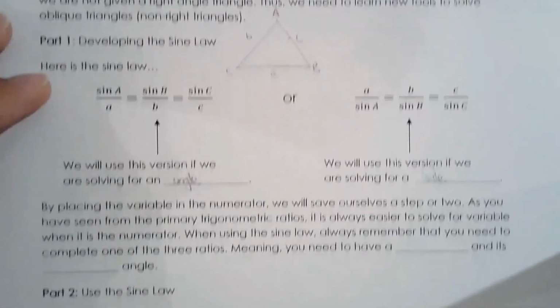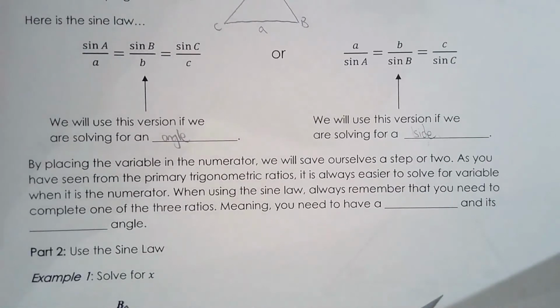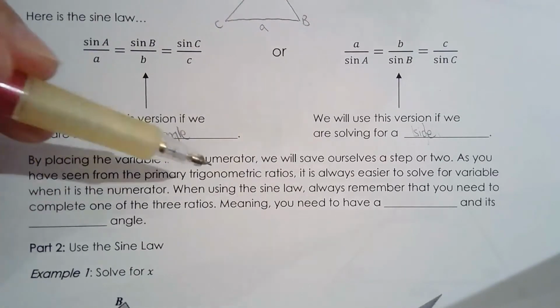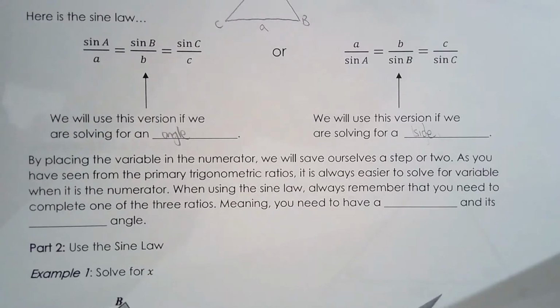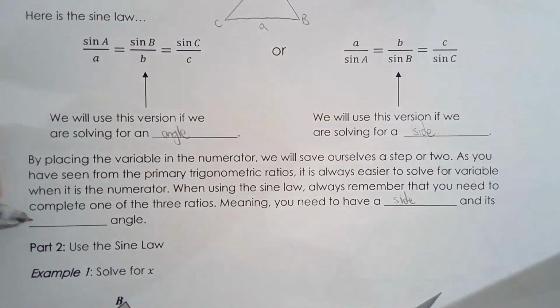Okay, so by placing the variable in the numerator, we will save ourselves a step or two. As you've seen from the primary trig ratios, it is always easier to solve for the variable when it is in the numerator. When using the sine law, always remember that you need to complete one of the three ratios, meaning you need to have a side and its opposite angle.